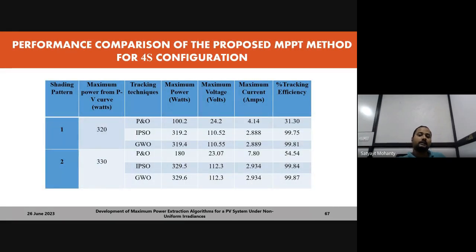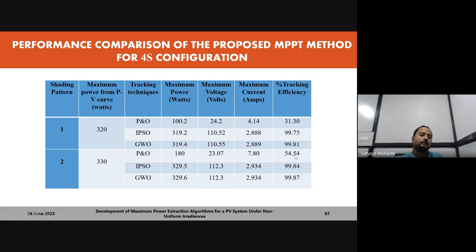And this is the comparison table. You can see, first when it has 400 watt per meter square, we obtained 320 watts. Then when the insolation changes, it became 330. In such scenarios, you can see the percentage tracking efficiency, in which GWO is having better performance as compared to IPSO.